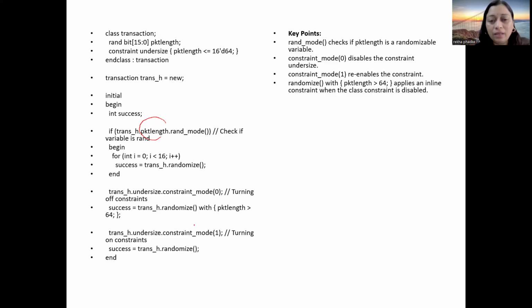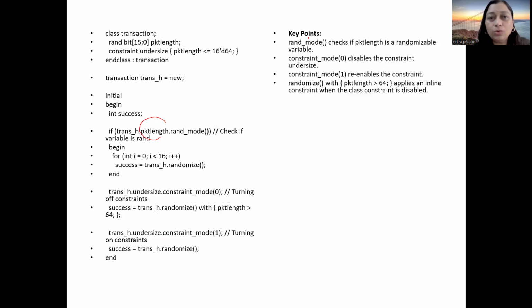I'm just toggling the value of packet length to be less than 64, turning it off, and then making it use an inline randomization feature and get a value greater than 64. Then I'm coming here and again turning the undersize constraint on. When I turn the undersize constraint on, again, packet length will have a value less than 64. Okay. So now I'll randomize it. So this is the way I can just play around and make the randomized value toggle between any values.